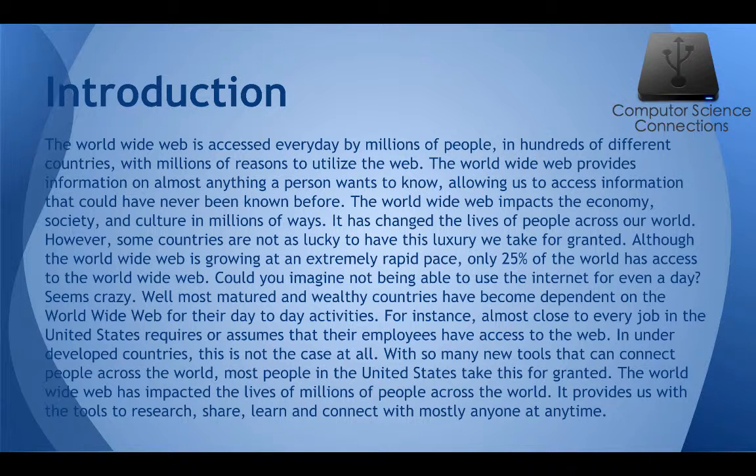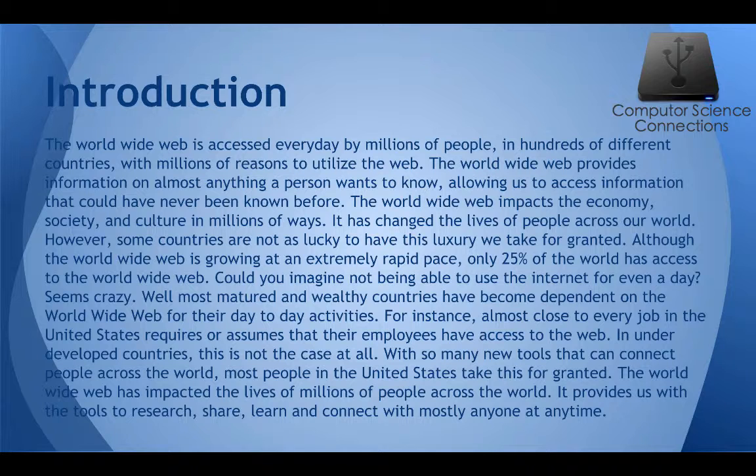Introduction. The World Wide Web is accessed every day by millions of people in hundreds of different countries with millions of reasons to utilize the web. The World Wide Web provides information on almost anything a person wants to know, allowing us to access information that could have never been known before. The World Wide Web impacts the economy, society, and culture in millions of ways. It has changed the lives of people across our world.